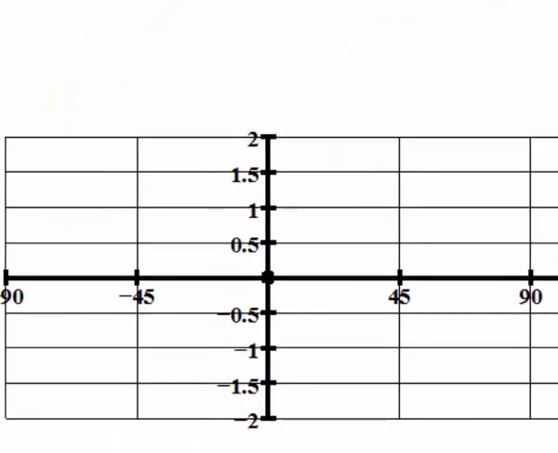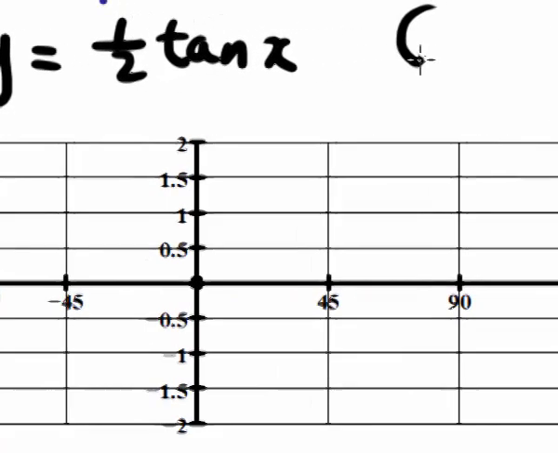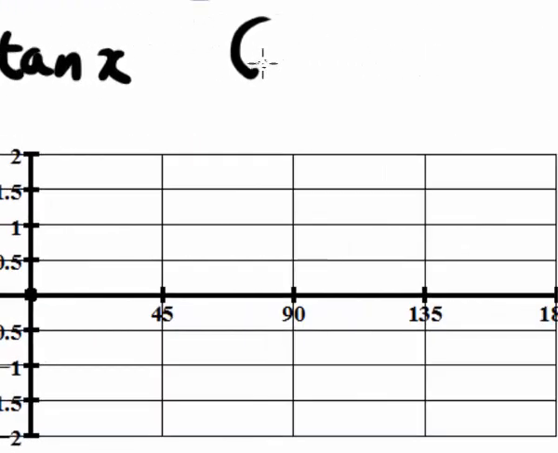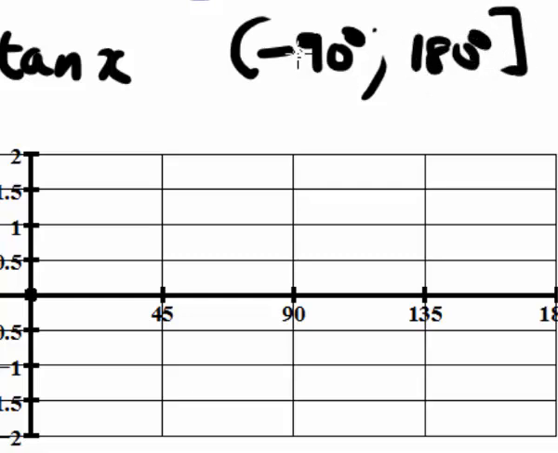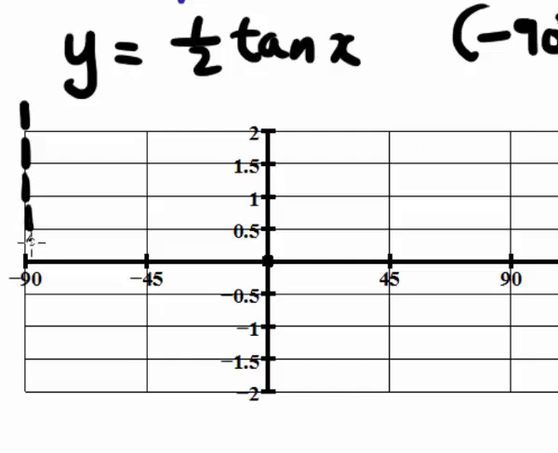Alright, what about a graph like this? If we take the graph of y equals a half tan x. And the restriction, let's make up a restriction. Maybe let's make it from minus 90 to 180. That's interesting. Now remember, it's open there because you have an asymptote there. So remember, your asymptotes will be at minus 90 and at 90. We're going from negative 90 to 180.